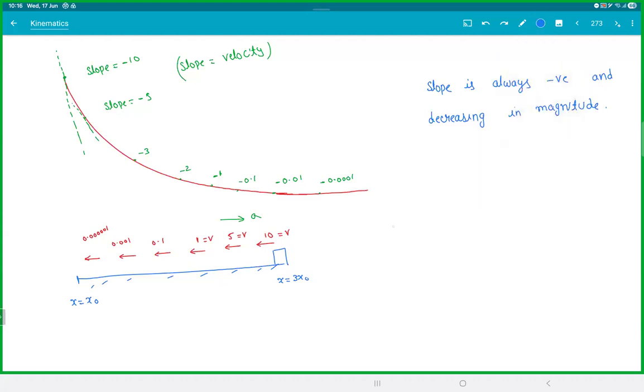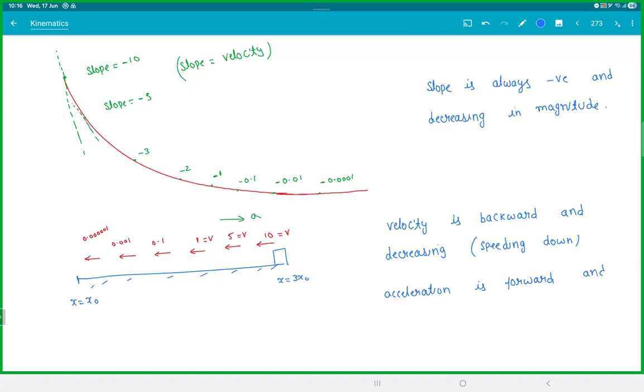There, now we have all the data. So velocity is negative or backward and decreasing. This particle is slowing down. Speed is always decreasing. Acceleration is forward, always forward. And this is also decreasing.